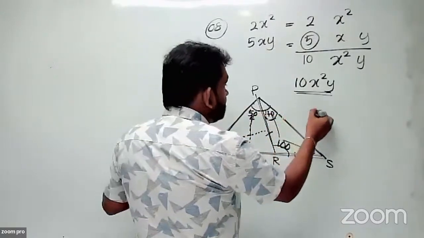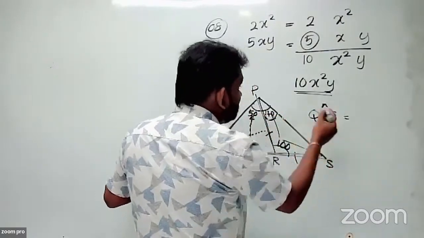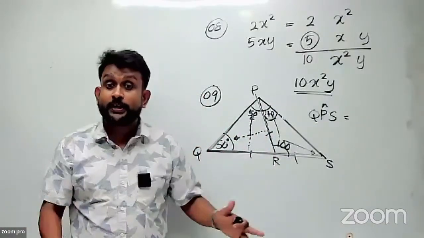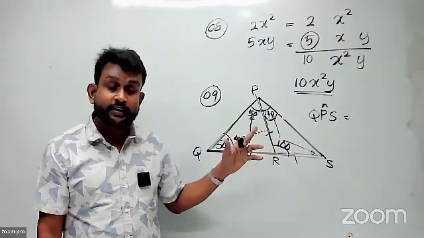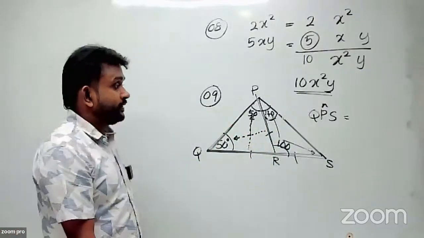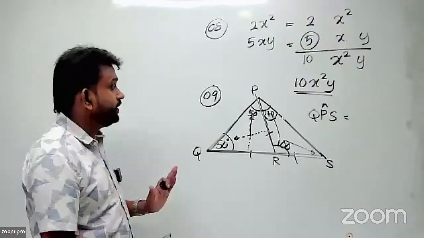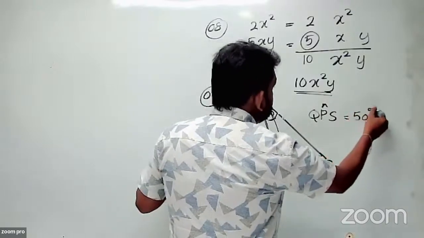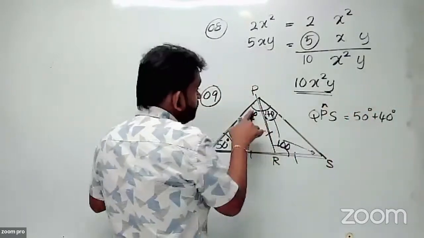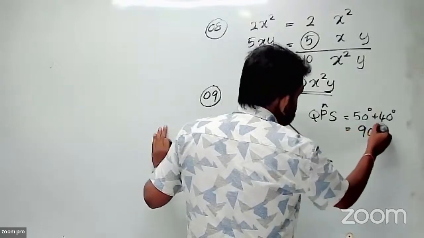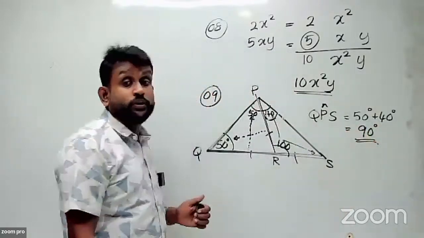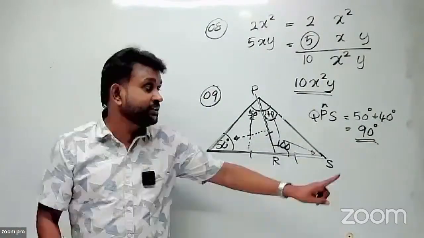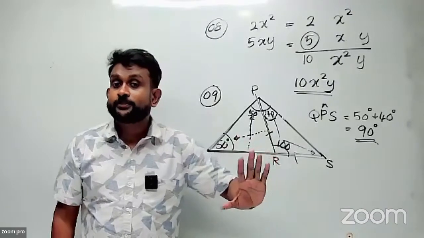Now they are asking QPS. Mark the information in the diagram itself, because then the examiner knows that you have marked correctly, which means you know the theorem. In some cases we write this step, but here it is better to mark in the diagram itself. Then QPS equals 50 plus 40 degrees, because here 50, here 40, that gives you 90 degrees. Keep the unit, degrees. Some students forget that and just mention 90 only, but the unit is compulsory.